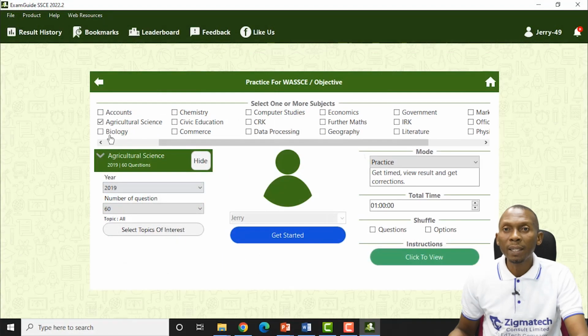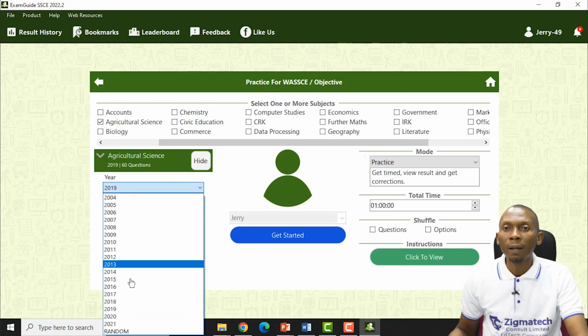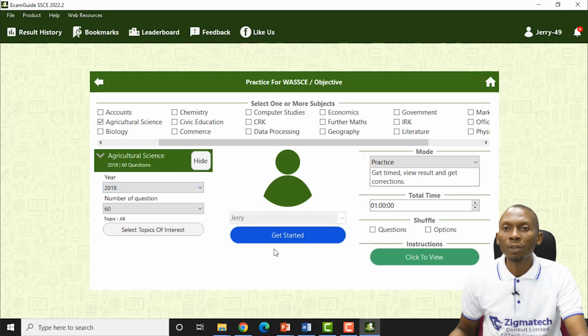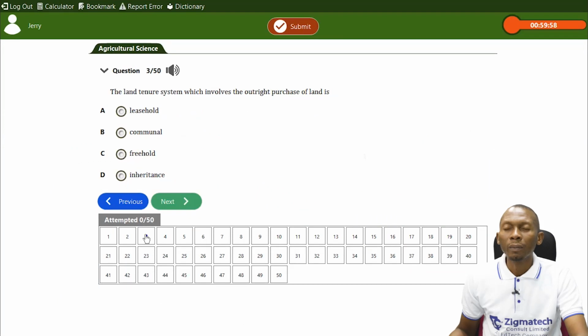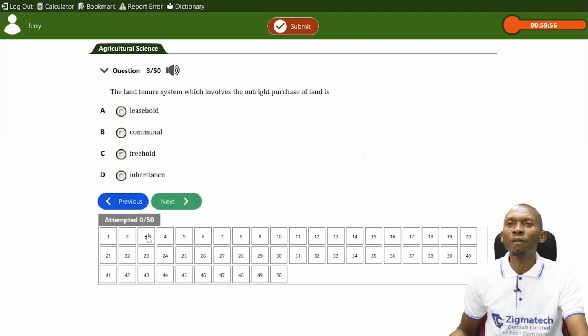So let's go to 2018 and answer another question. The land tenure system which involves the outright purchase of land is: A, leasehold, B, communal, C, freehold, D, inheritance. The answer is C, freehold.